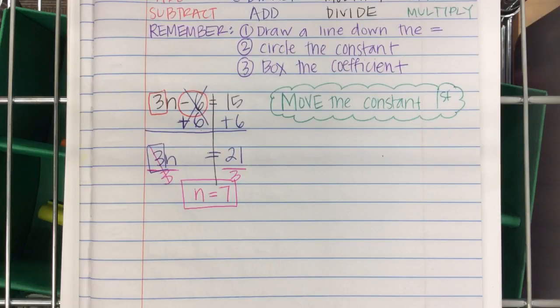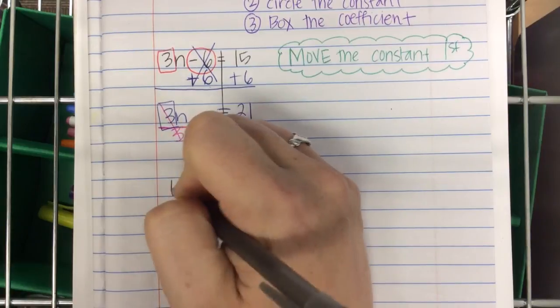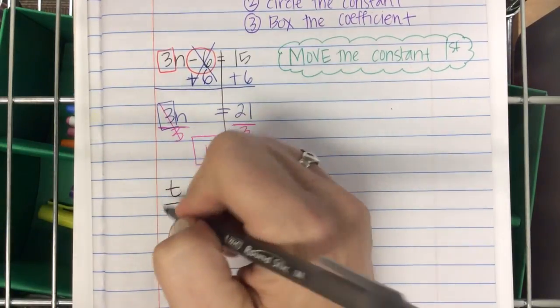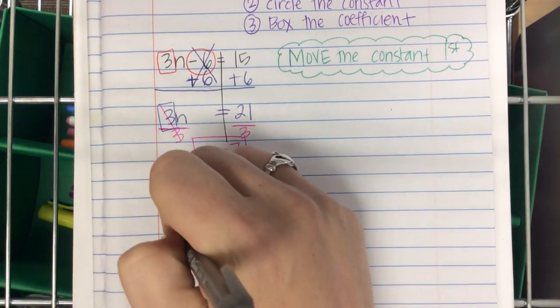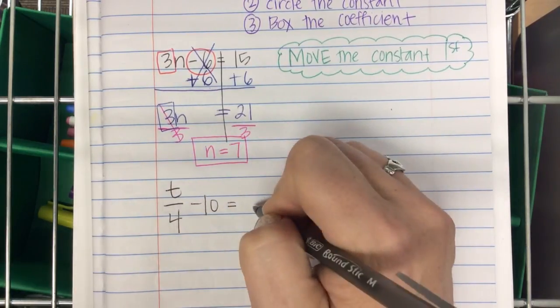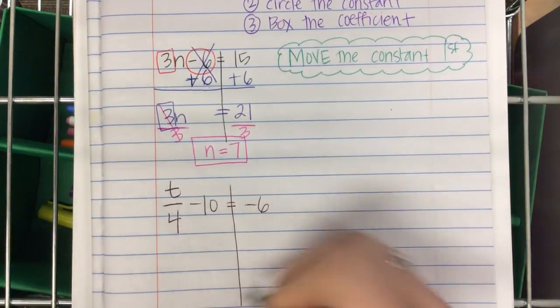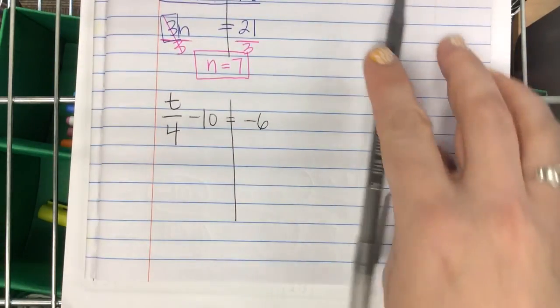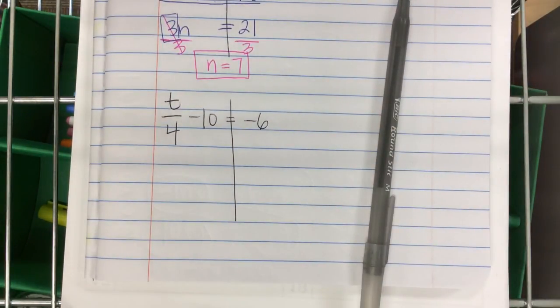Let's try another one. T over 4 minus 10 equals negative 6.